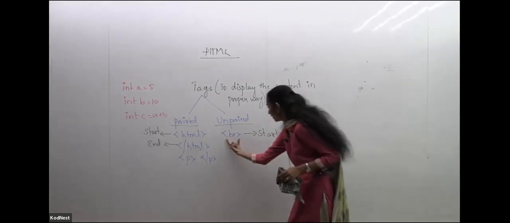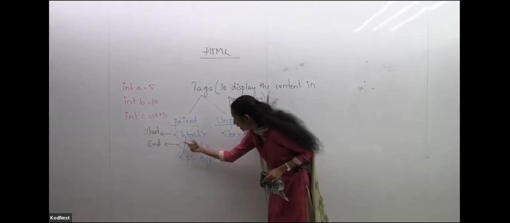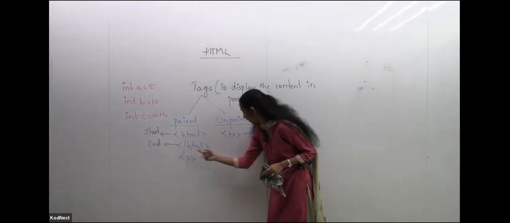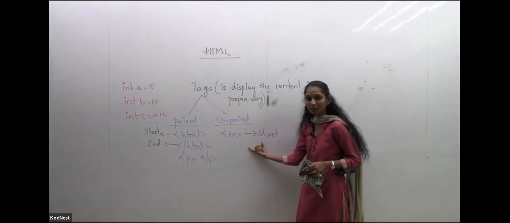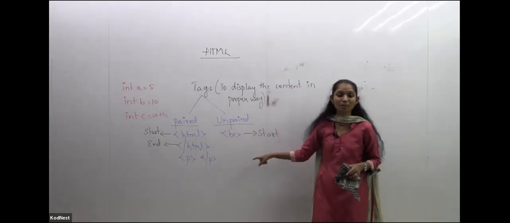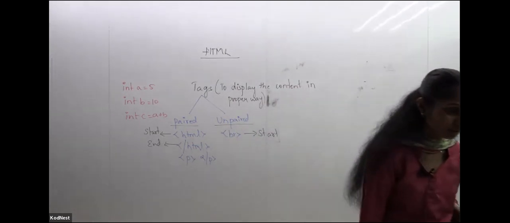This I have started. End means this forward slash. See, this is the start. This is the end. This forward slash I have given. But for the BR, I did not give. Why? Because for an unpaired tag, it will be single. Only the start will be there. The end will not be there.